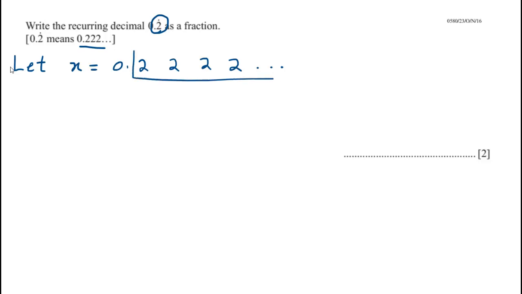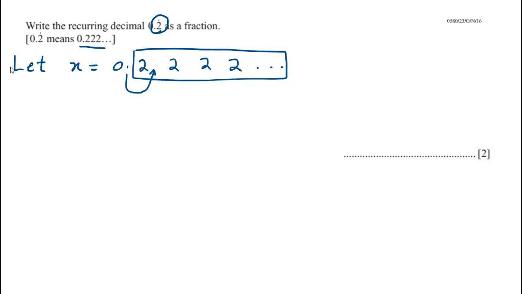Write the recurring decimal 0.2 (with 2 recurring) as a fraction. The first step is we will let x equal 0.2222 and so on, because this 2 is the recurring digit. You can observe here, this is the recurring portion. This is the recurring portion. The first step is we have to bring this decimal past the first recurring portion. So we will bring it over here.